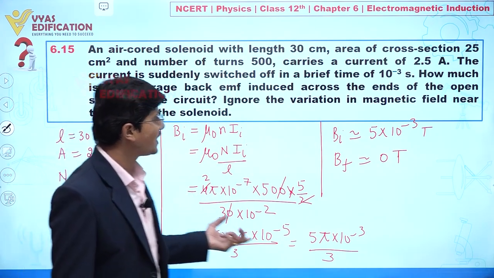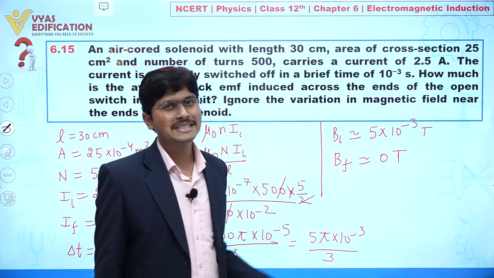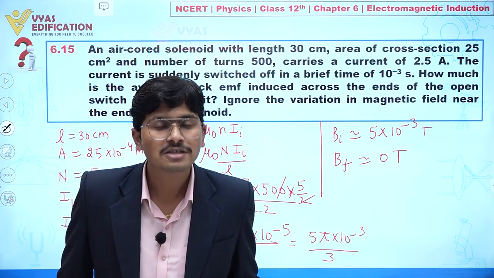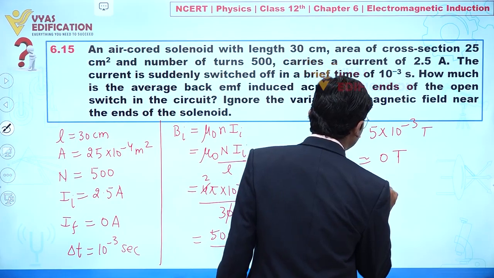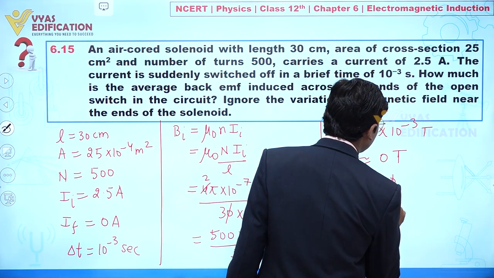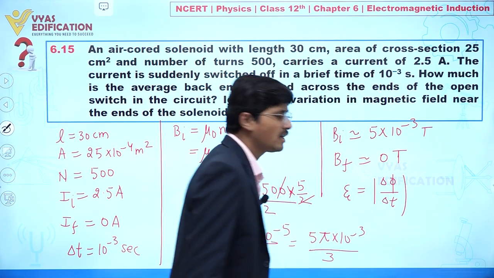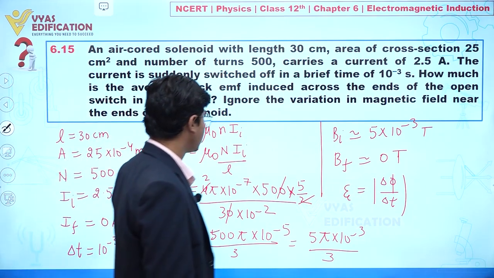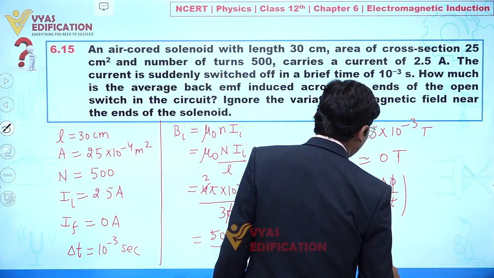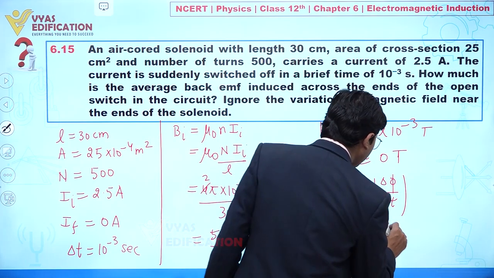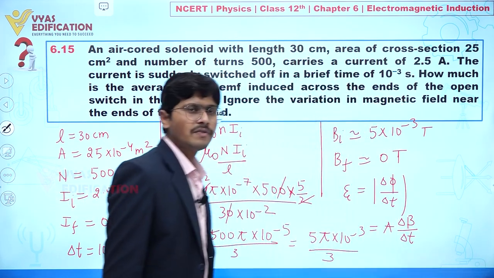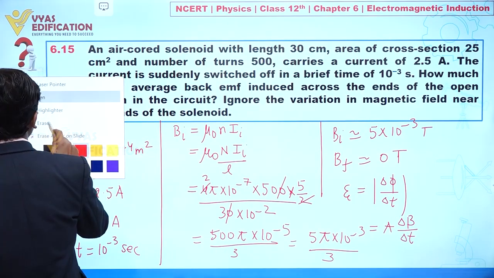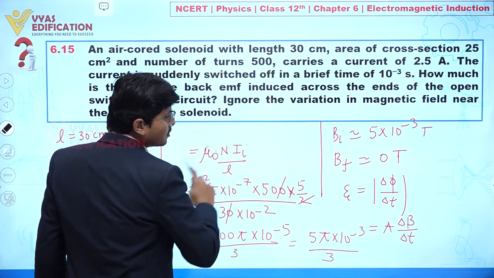Now definitely whenever the magnetic field is changing, the magnetic flux will change. When the magnetic flux changes, the induced EMF will be developed, and this is given by delta phi by delta t. Actually we can write it like this: area times delta B by delta t. Now we can put in all the values and we can get our answer.